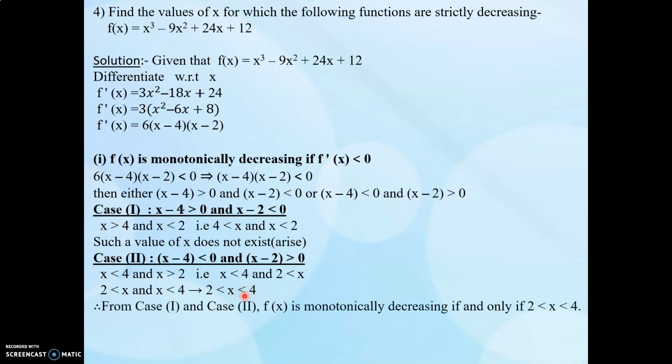So that means in case 1 and 2, f of x is monotonically decreasing if and only if this condition, 2 less than x less than 4, holds. That means x belongs to open interval 2, 4. That is the answer for this question.